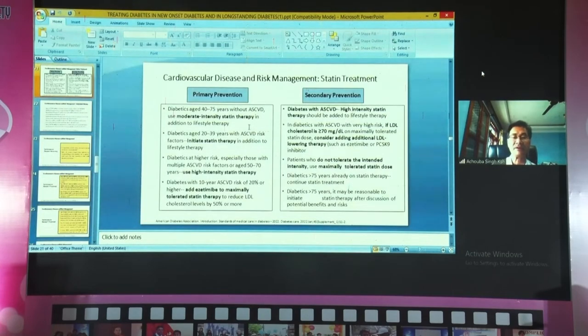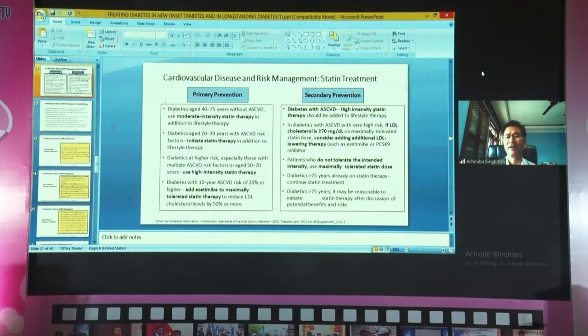Now the medications, where we have primary prevention and secondary prevention. For primary prevention, in the age of 40 to 75, moderate intensity statin therapy is recommended in the absence of ASCVD. With ASCVD, initiate statin therapy in addition to lifestyle therapy. For diabetes with a 10-year ASCVD risk of 20 percent or higher, add ezetimibe to maximally tolerated statin therapy. This is for primary prevention.